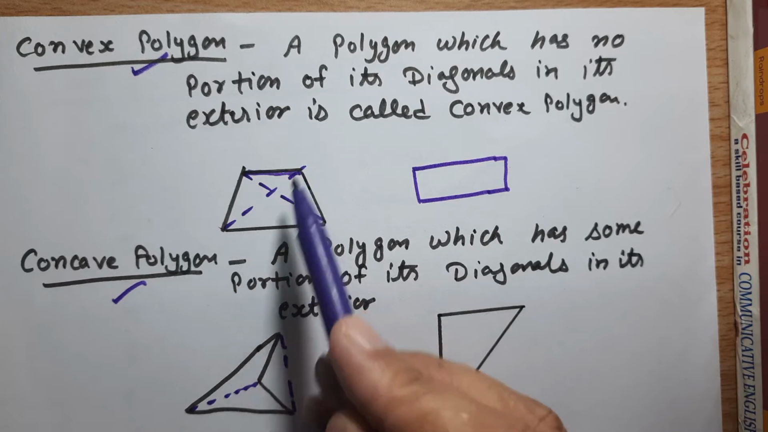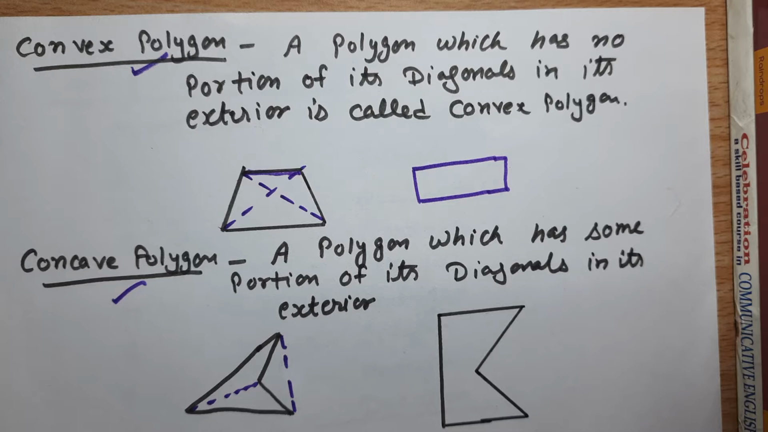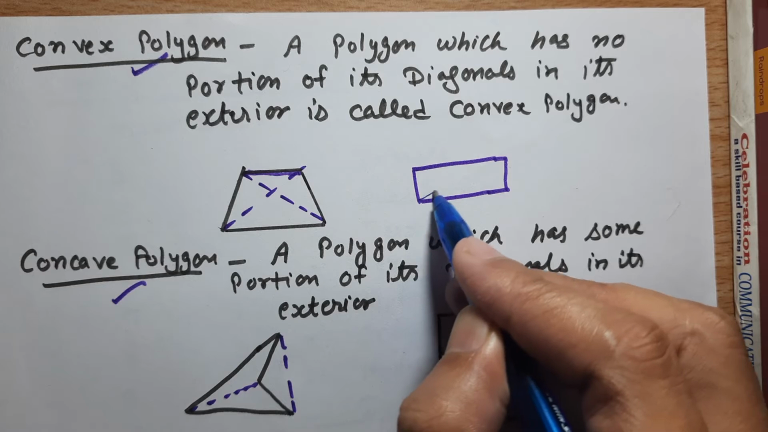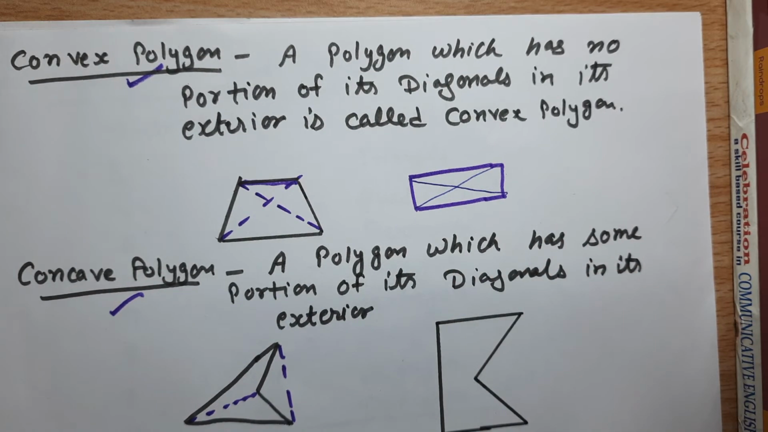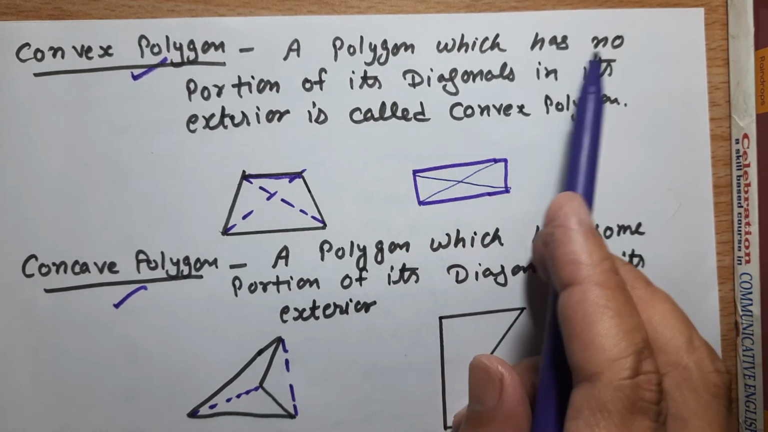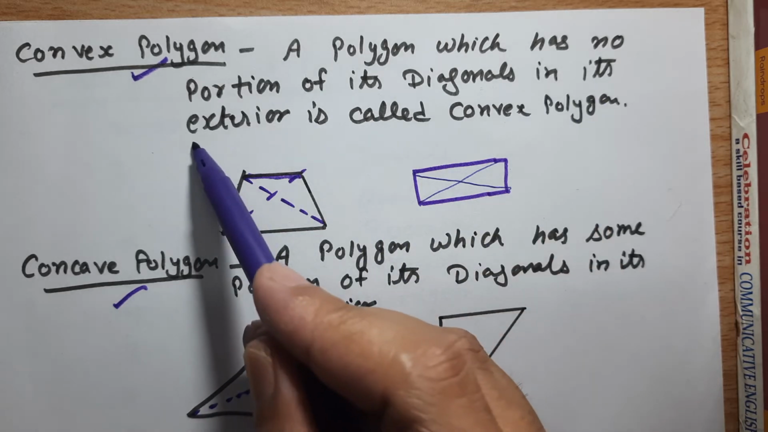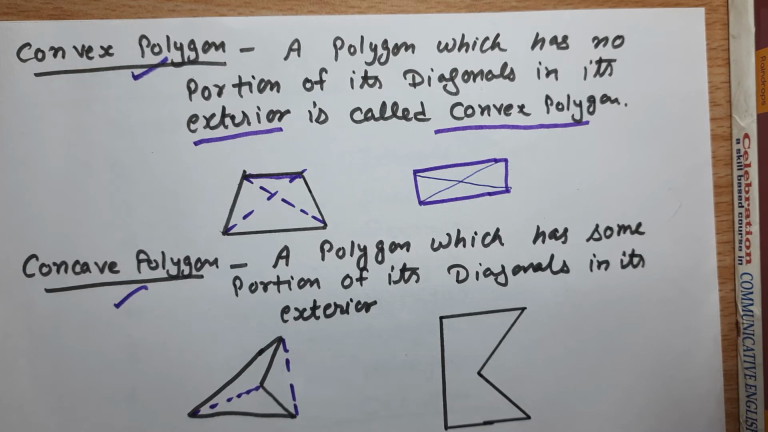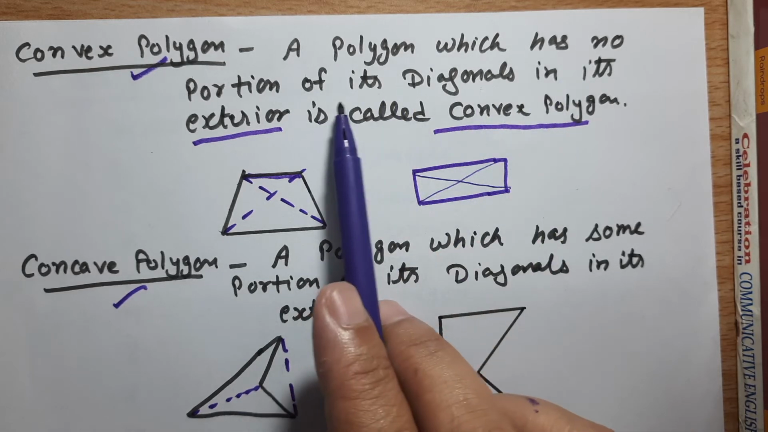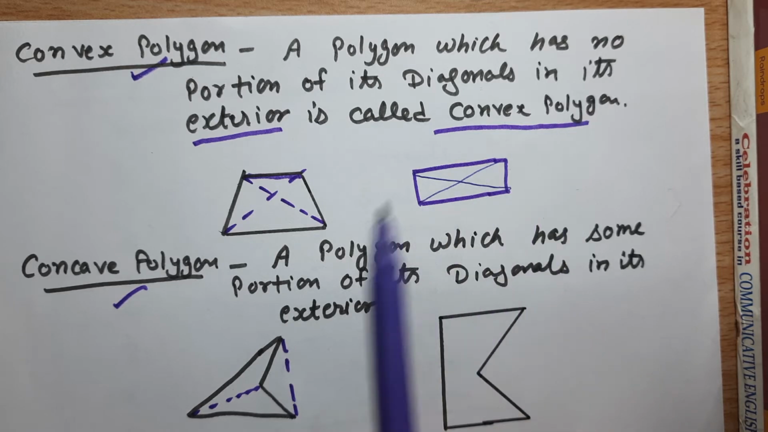This I have made a quadrilateral where the diagonals are inside, and also in the given rectangle the diagonals are inside. So what do you understand from this? A polygon which has no portion of its diagonal in its exterior is called a convex polygon.